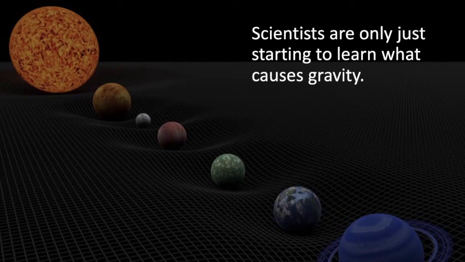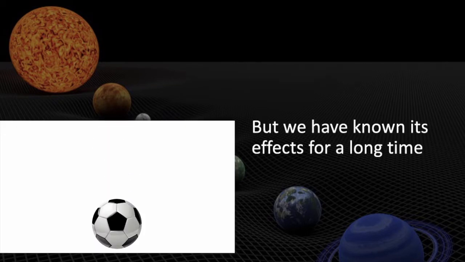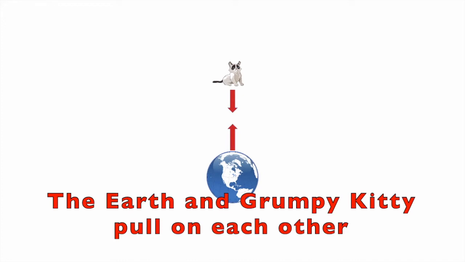Scientists are only just starting to learn what causes gravity, but we've known its effects for a very long time. Pause the video for a moment and draw arrows to model the pull of gravity between the Earth and Grumpy Kitty.